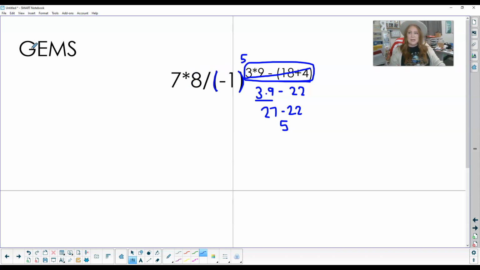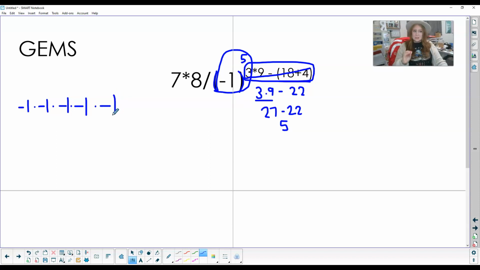Okay, so coming back here, do we have groups? It's still -1, not really a group of anything to do. Do I have exponents? Yes. -1 to the 5th. So this means -1 times -1 times -1 times -1 times -1. There's 3, 4, 5. Okay, so here's a little trick.